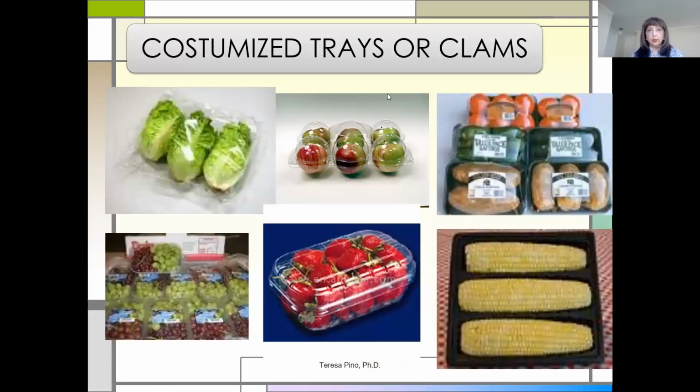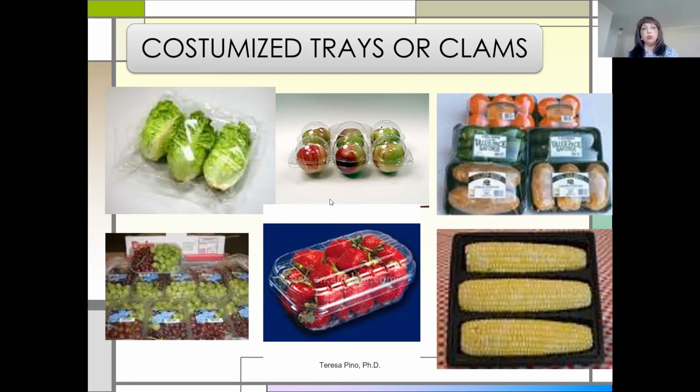These are customized trays. Customized, this is for the primary packaging. And remember that these have to go inside boxes. When the merchandise, such as lettuce, for example, expands, if they are not going in bulk packaging, they are going here already in customized trays or clamps. When these are all closed, these are clamps.